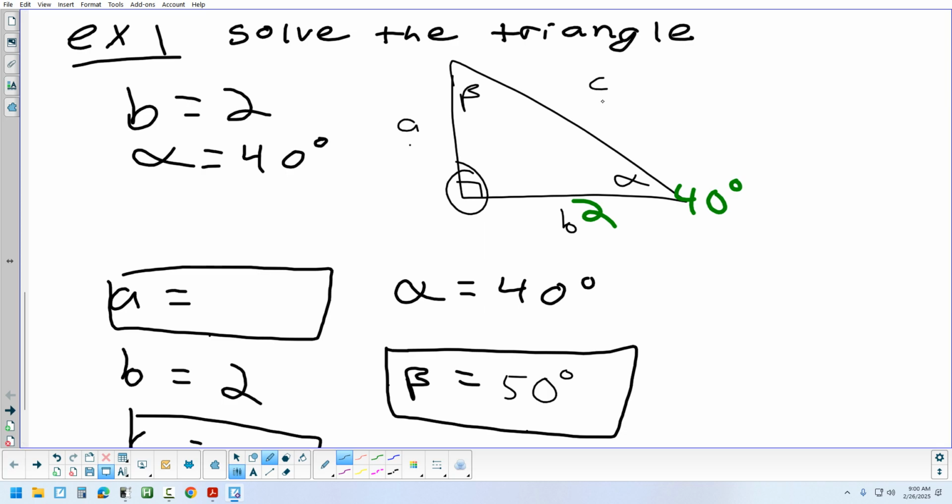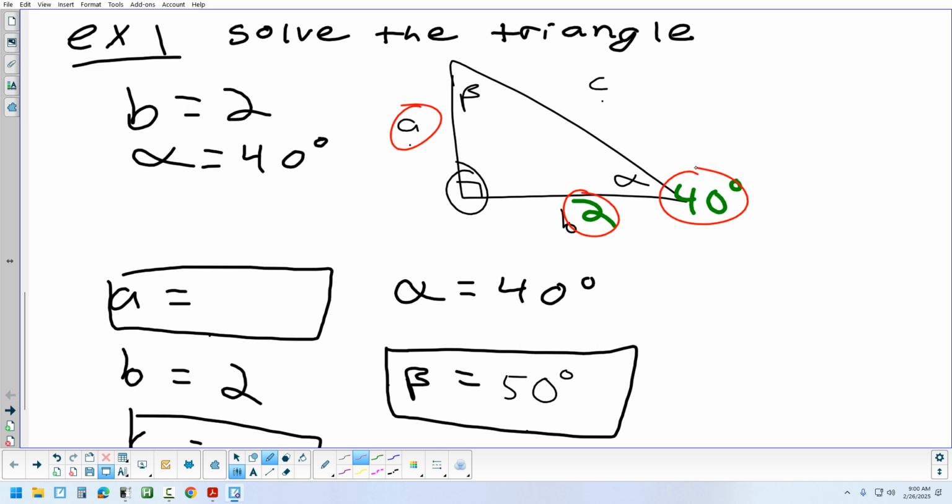Okay, so what do we want to do next? A or C? Which one? A. Okay, so we're going to do A. So I'm going to circle what we want to know, and I'm going to circle the 2 things that were given. What we need to do now is label the positions of the 2 sides that we circled. And by position, I mean opposite, adjacent, or hypotenuse.